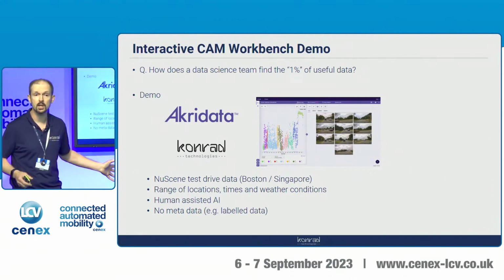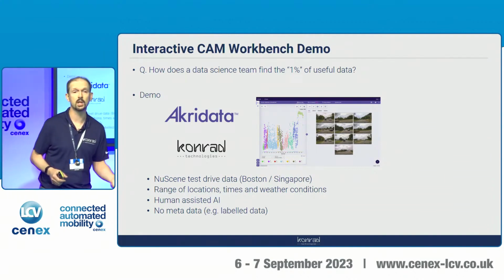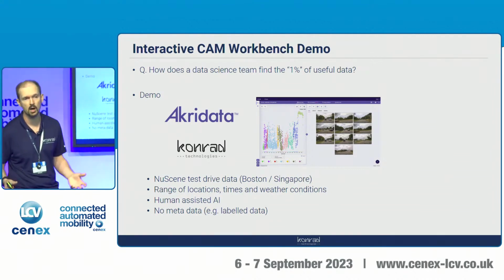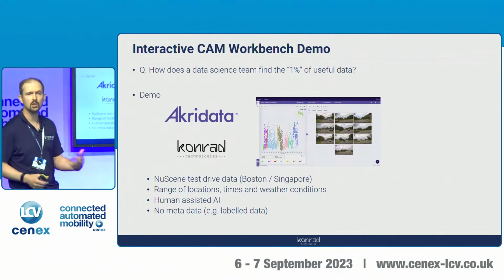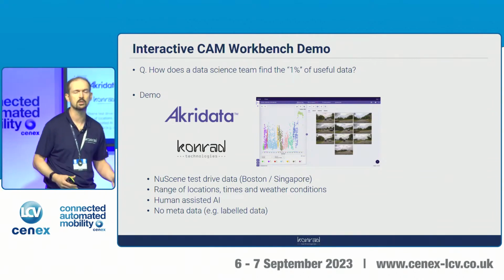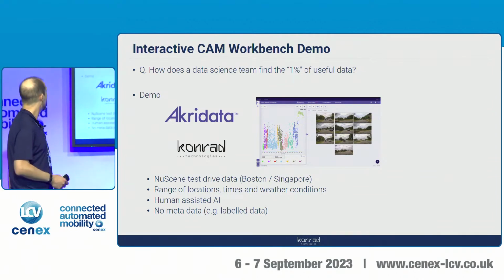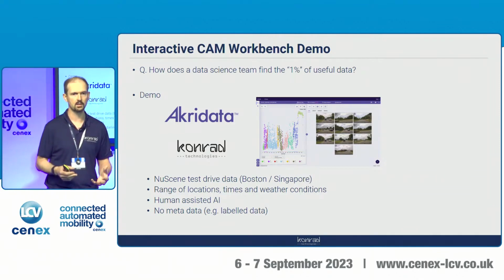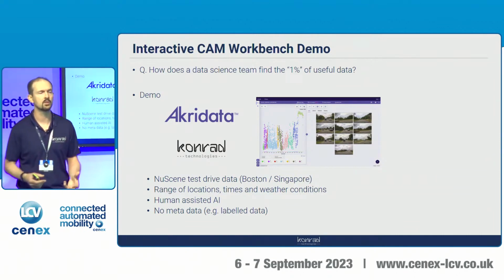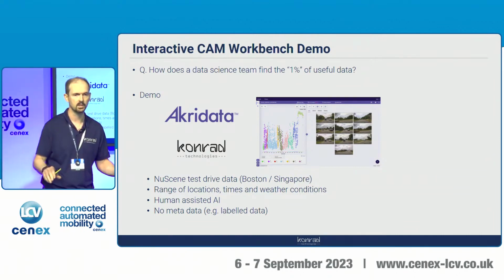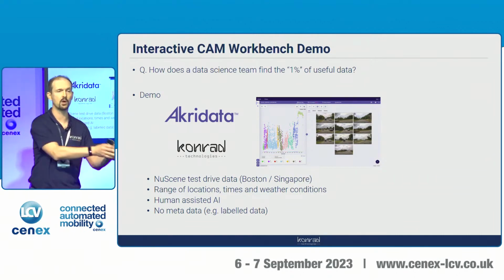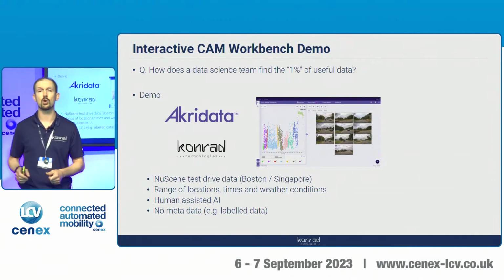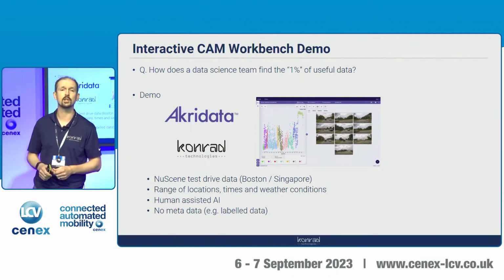We're going to use nuScenes data. You may be familiar with this. It's public data, real test drive data from Boston, Singapore typically, urban environments usually. Range of locations, times, weather conditions, things like that. Your usual stuff, right? And as I say, there's no metadata. So this is raw data. There's no enrichment, no tagging, no labeling. This is pure image taken from the far edge, ingested at the station, brought back to the data scientist. I'm going to switch you across to my colleague Bhavya to give you a demonstration of that.